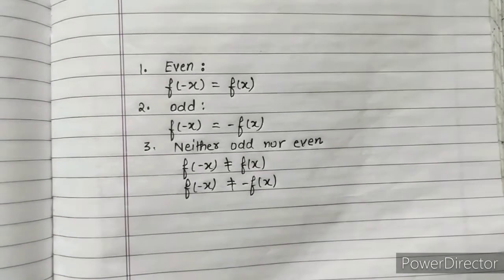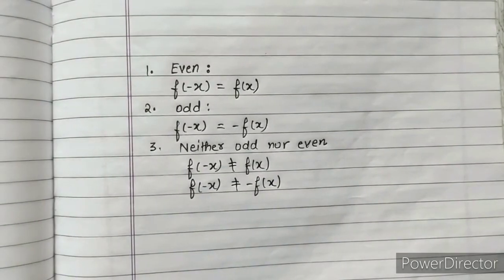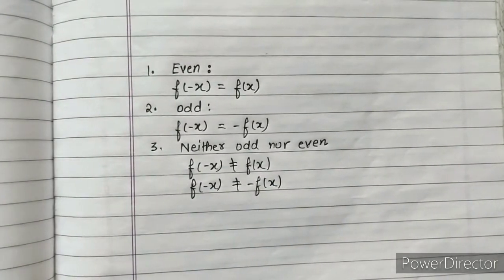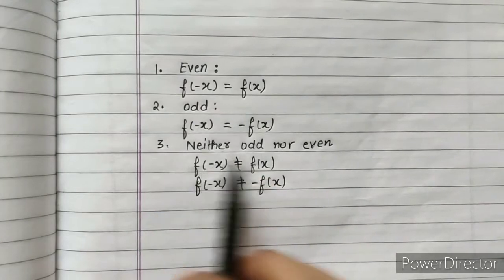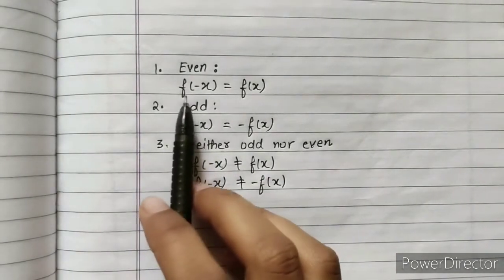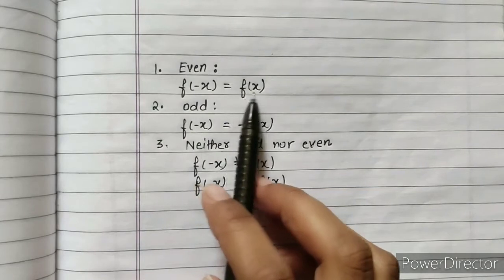In this video, we will determine whether the given function is even, odd, or neither odd nor even. So before discussing the examples, let us see when the function will be even, odd, or neither odd nor even. In even, f(-x) will be equal to f(x).